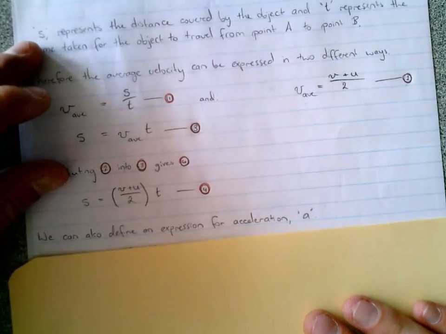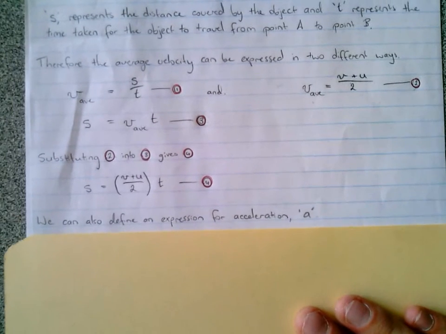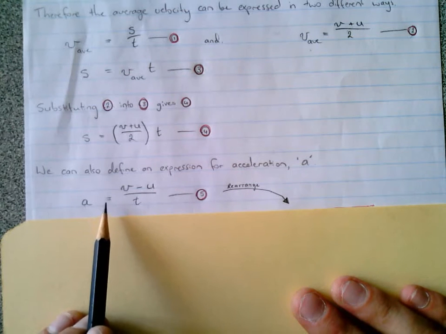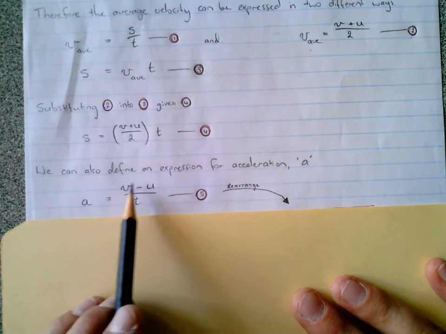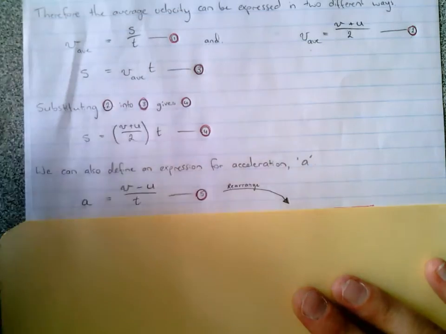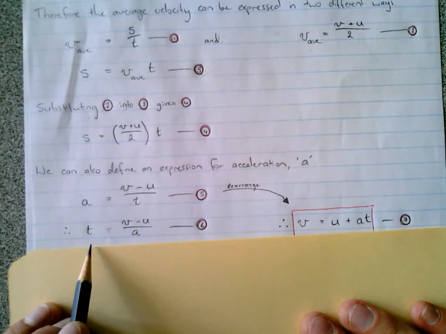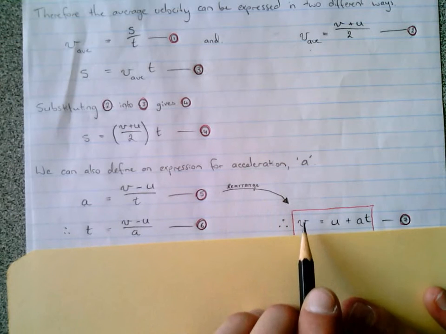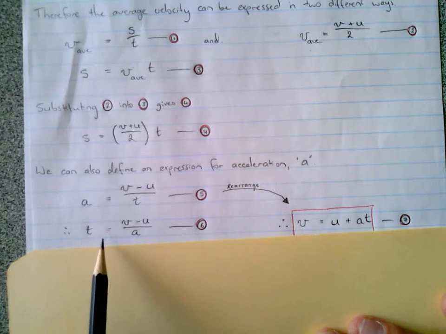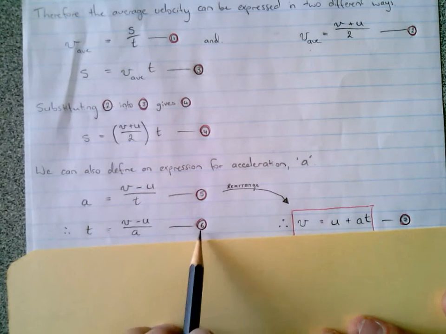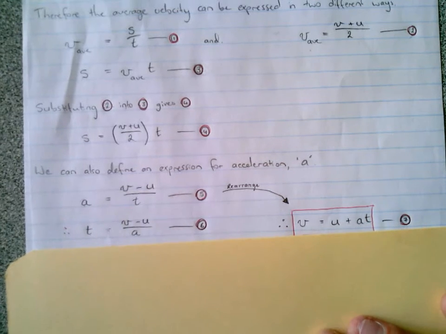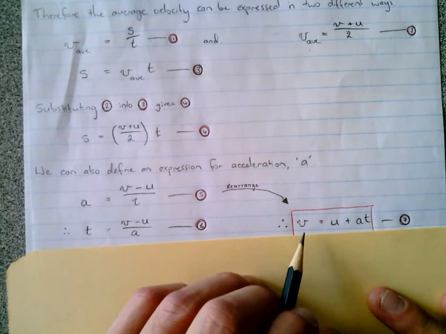We can also define an expression for acceleration. Now, we can rationally define that expression just by noting that the acceleration of the object is going to be equal to the change in velocity divided by the time in which it took. And we can rearrange that to solve for t, or we can rearrange that to solve for the final velocity. Now, once again, equation 6 and equation 7 are just rearrangements of equation 5. These are all essentially the same thing. It's just rearranging and showing a different subject.